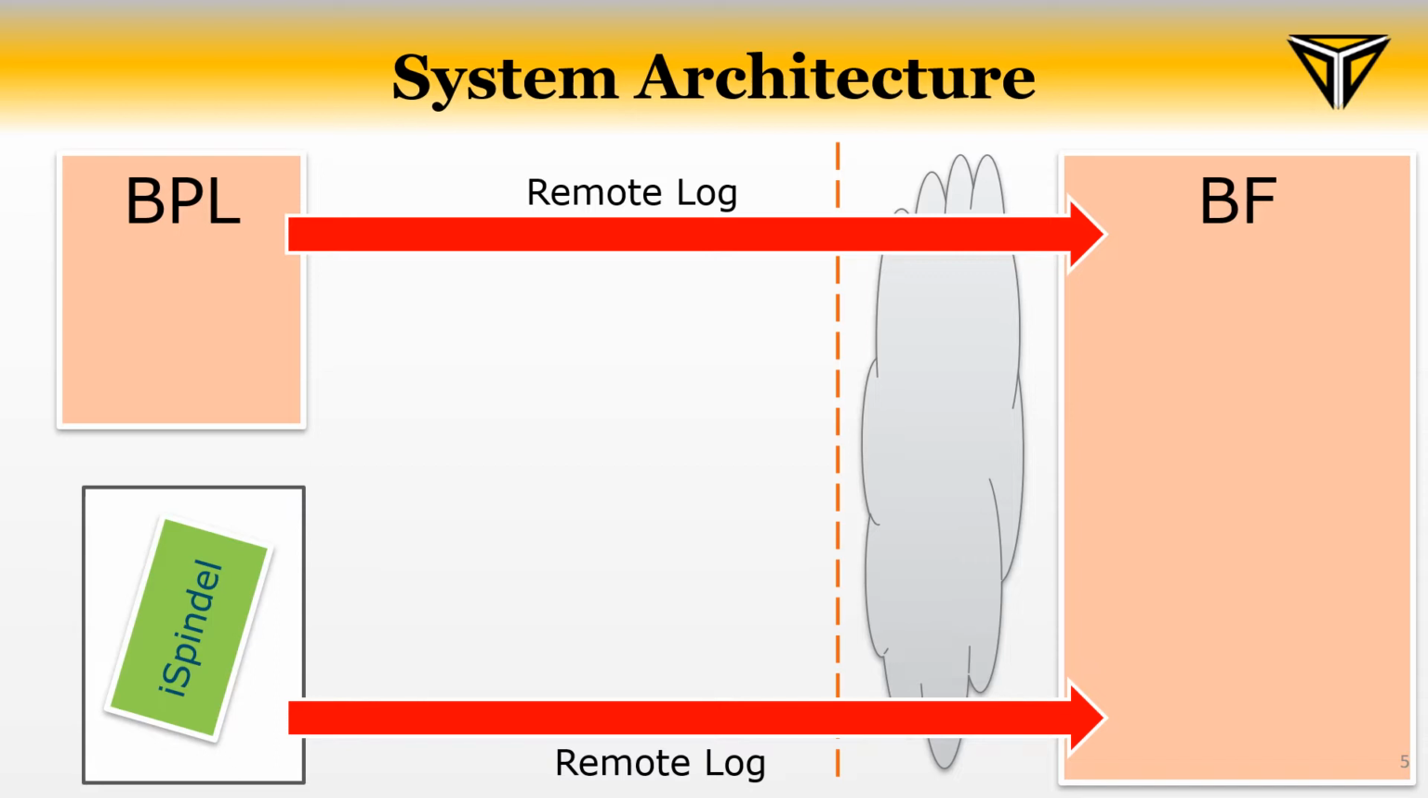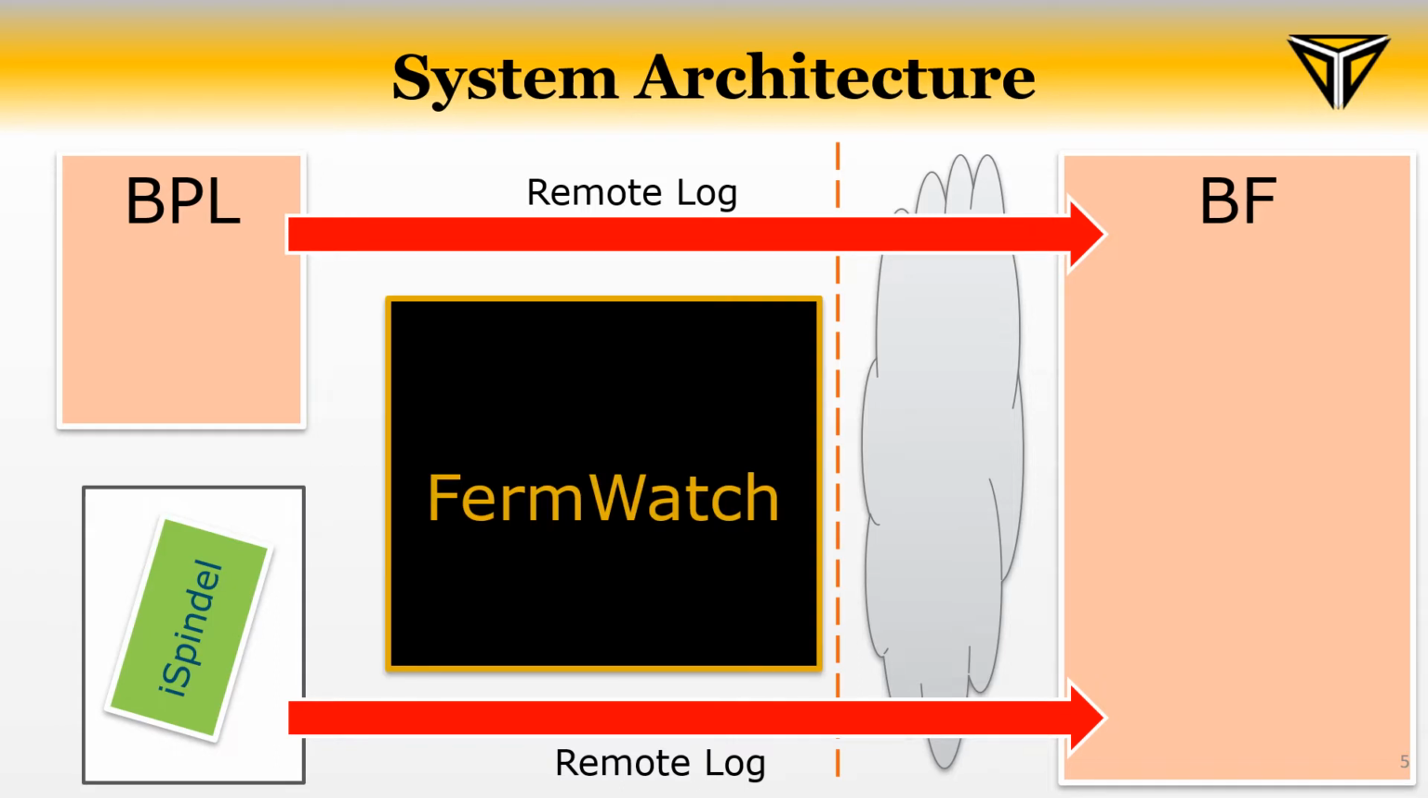The normal mode of operation is that BrewPiLess sends to Brewfather and iSpindel does the same, and Brewfather handles all the data logging and display, etc. For FermWatch, BrewPiLess has the ability to send MQTT data, and that's received by FermWatch through its broker.